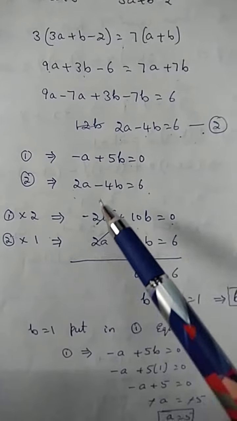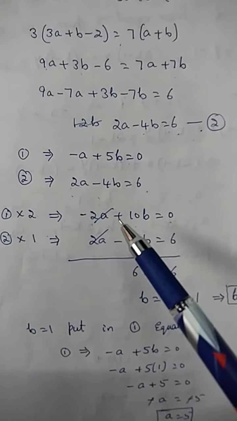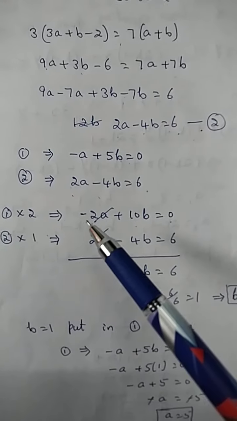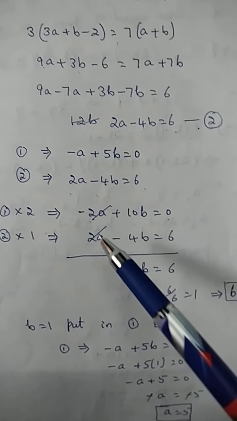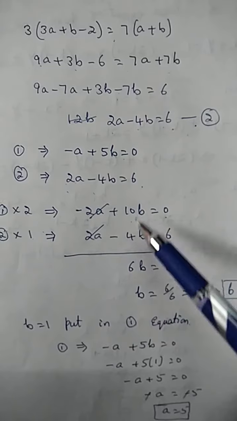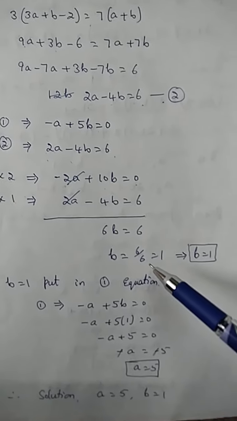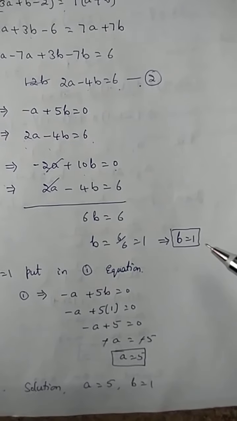Both coefficients are additive inverses, so directly you can add. If they are the same, subtract; if they are additive inverses, add. So minus 2a plus 2a cancels, plus 10b minus 4b is 6b, 0 plus 6 is 6. So 6b is equal to 6, b is equal to 6 by 6, that is 1. Then b is equal to 1.